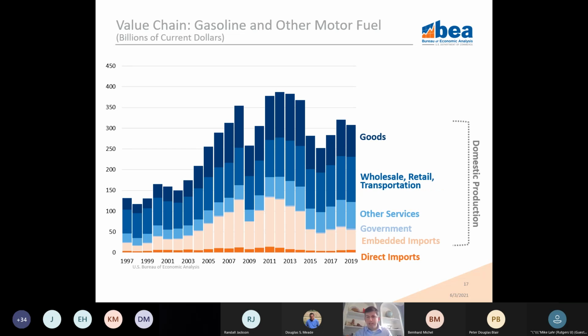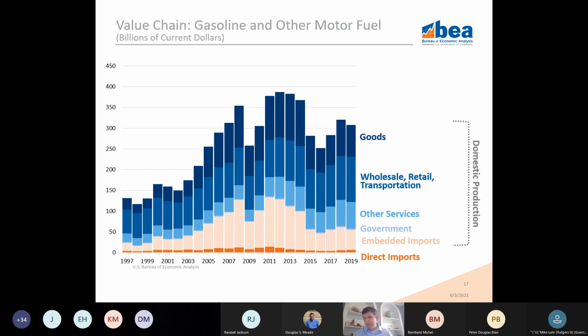Okay, so we can still see at the bottom there that dark orange sliver, which is direct imports of gasoline. But that blue domestic production piece is now broken down into several pieces that really summarize the supply chain for this product. So we have the goods section at the top, which would include the value added of things like perhaps the domestic U.S. oil and gas extraction industry, the value added of domestic petroleum refiners. Below that, the trade and transport section captures the value added of wholesalers and retailers, as well as the trucking and pipeline industries that are involved in delivering these fuels to market.